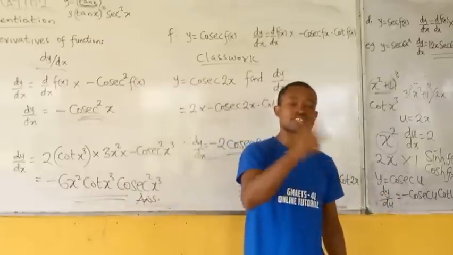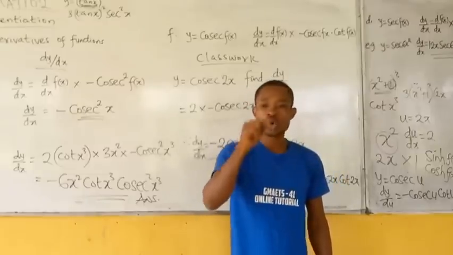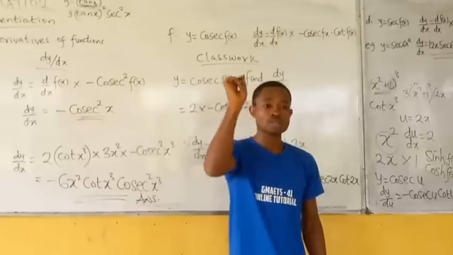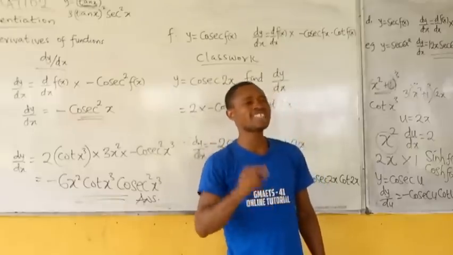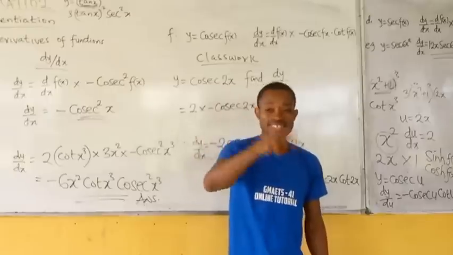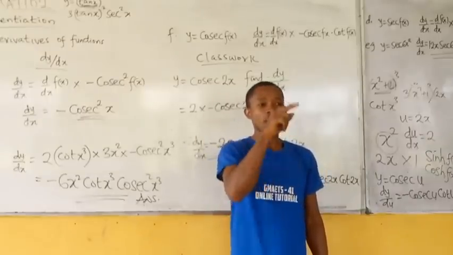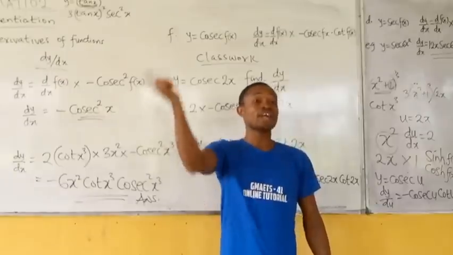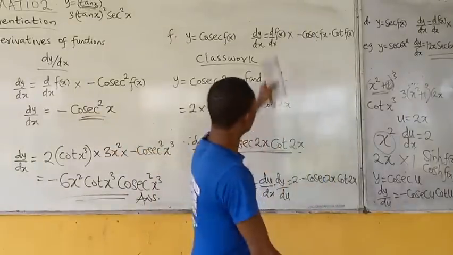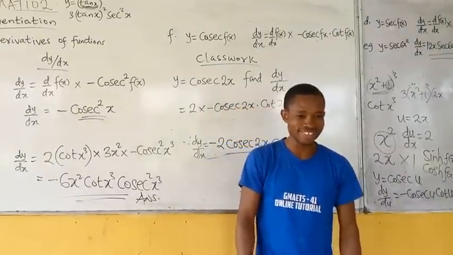If you differentiate cot, you get what? Minus cosec square. Is that not so? Cot gives minus cosec square. If you differentiate sec, you get what? Sec tan. If you differentiate cosec, you get what? Minus cosec cot. Are you following? I think that is what we've covered today, right?